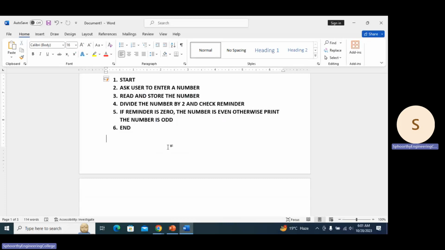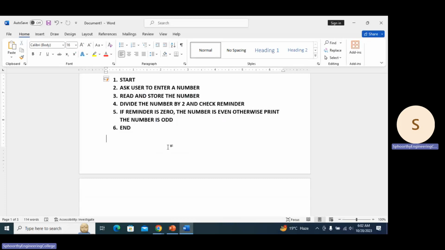Divide the number by 2 and check the remainder. If the remainder is 0, the number is even. Otherwise, print that the number is odd. That is the end of the program. So between start and end, you write those systematic steps which are required to solve a problem.